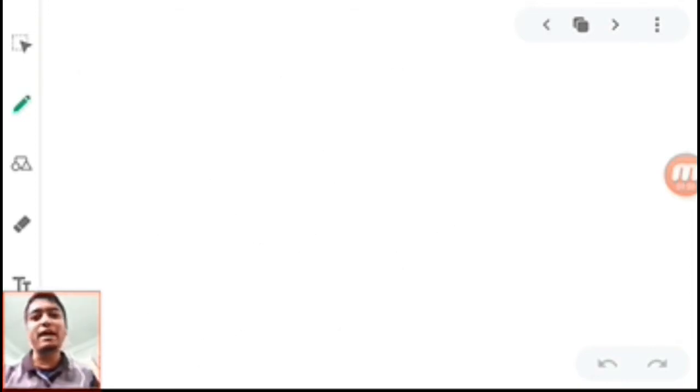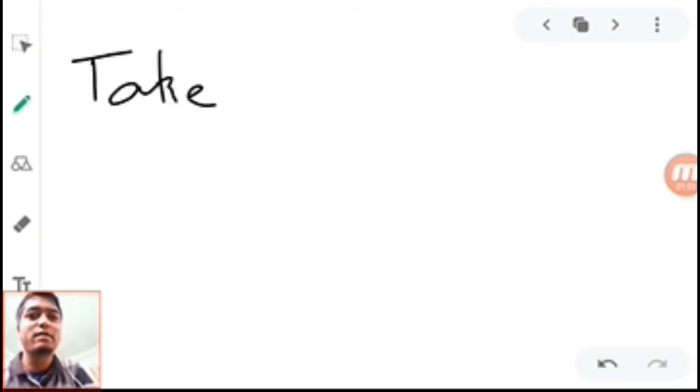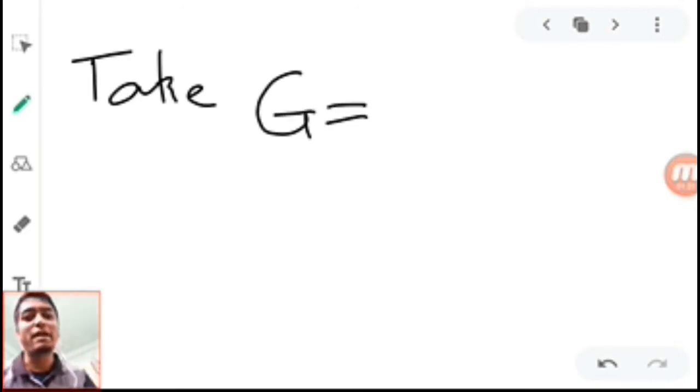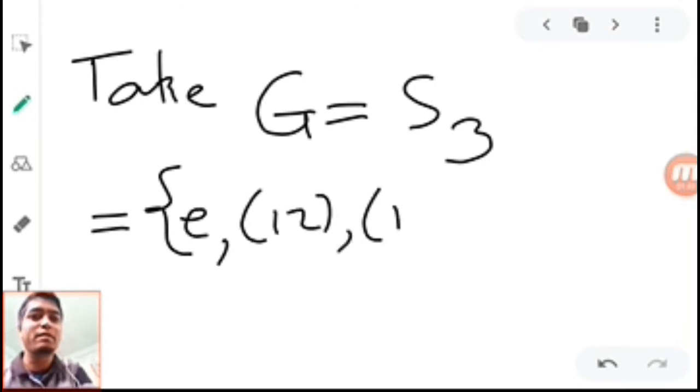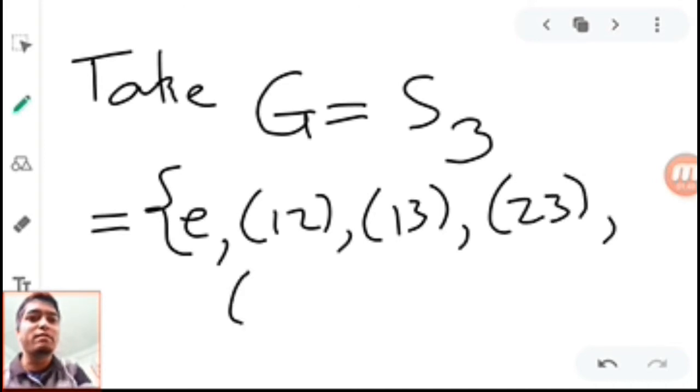It is best if you can remember this example. So the example is this. Again, if you give an example in group theory, first of all you have to mention the group S3. So what is this S3? We have learned that S3 is this group: E, (1 2), (1 3), (2 3), (1 2 3) and (1 3 2).